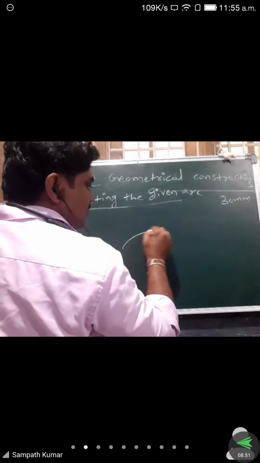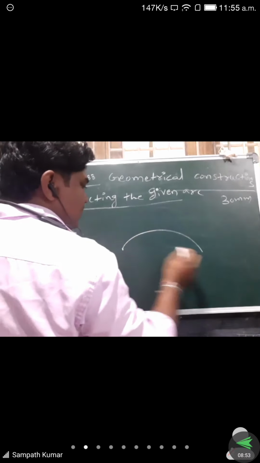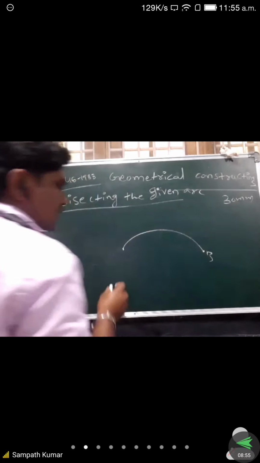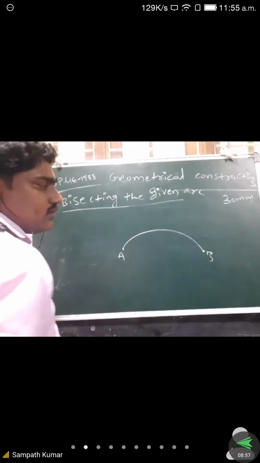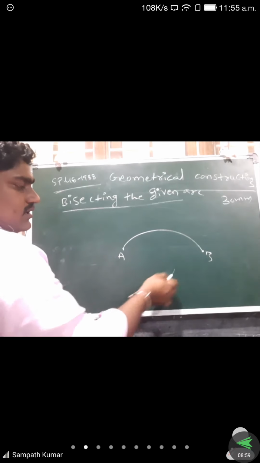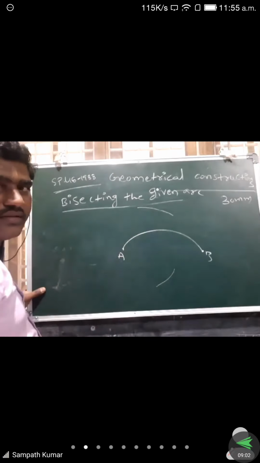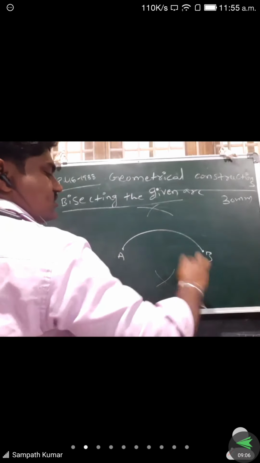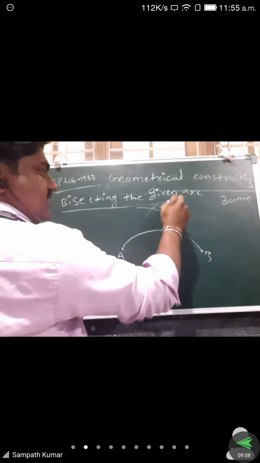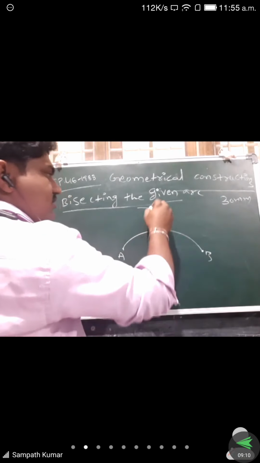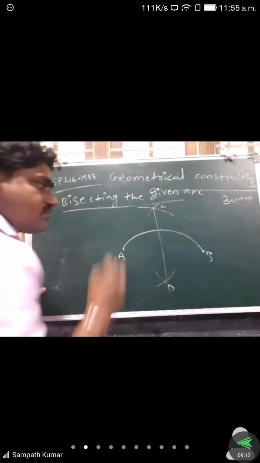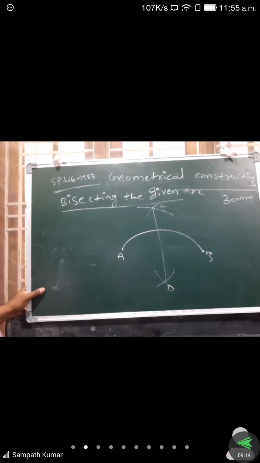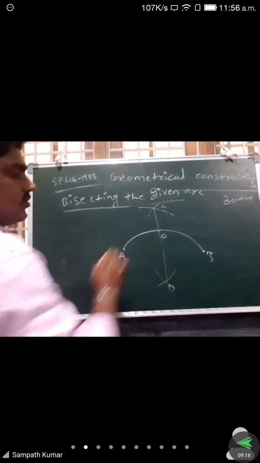Bisecting the arc is the same method as bisecting the straight line, sir. Same method. Okay, very good. Take A as the center, more than half radius. Draw two arcs on both sides. With B as the center and the same radius, intersect these two arcs. Then the points are C and D. Then we join C and D, and the intersection point is O.